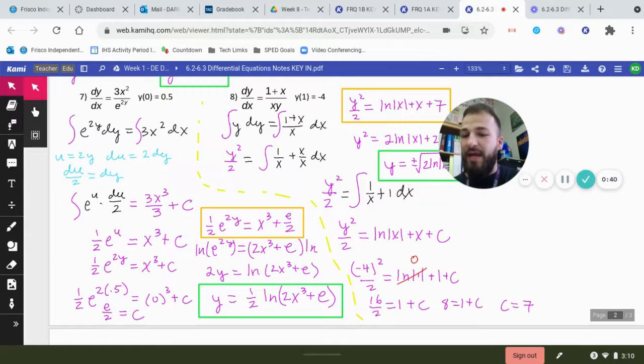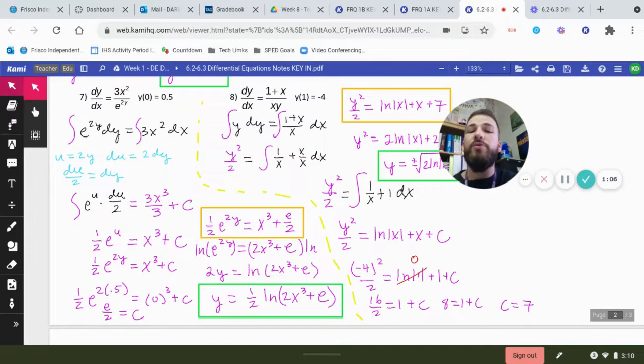Then plug in from there, plug in 0.5, plug in 0. We get e over 2 is c, which is a little bit of a weird value, but it's okay. We can get weird values. Remember, this is non-calculator, so we're going to leave it as e over 2. And then we plug back in. 1/2 e to the 2y is equal to x cubed plus e over 2. If you don't have to solve for y, you can leave it like that. If you do need to solve for y, this time, instead of taking everything to a base of e, I have to get rid of that base of e.